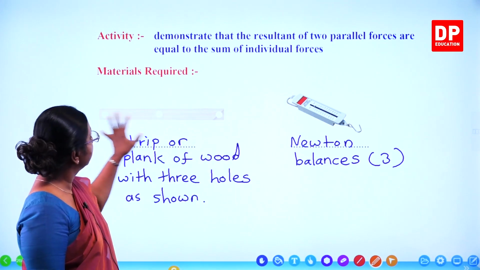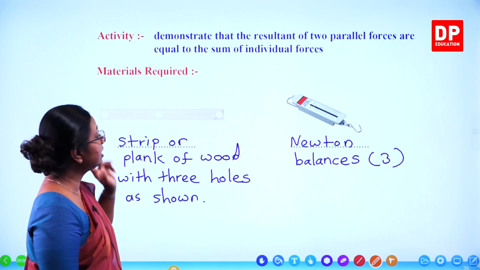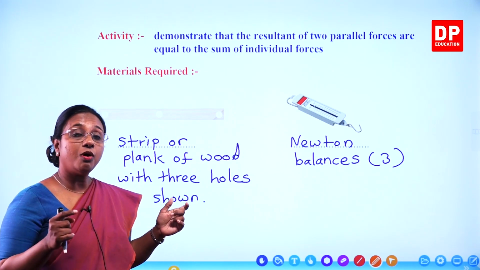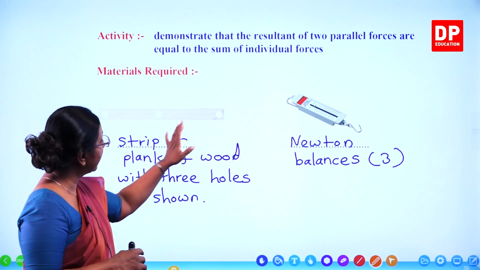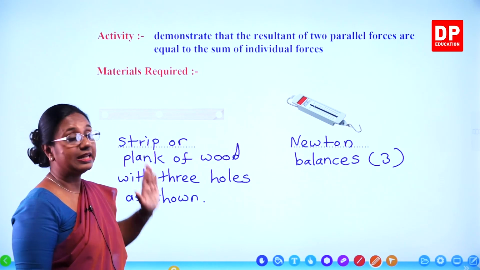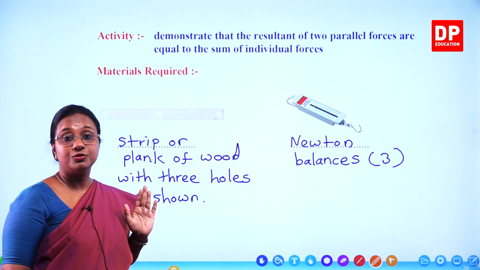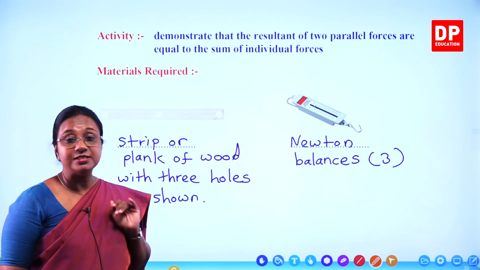From the diagram you can see there are 3 holes. We will need to attach Newton balances to all 3 holes, but in a certain way where you apply 2 parallel forces and you try to calculate the resultant of those 2 parallel forces. So let's see how we can do this activity.